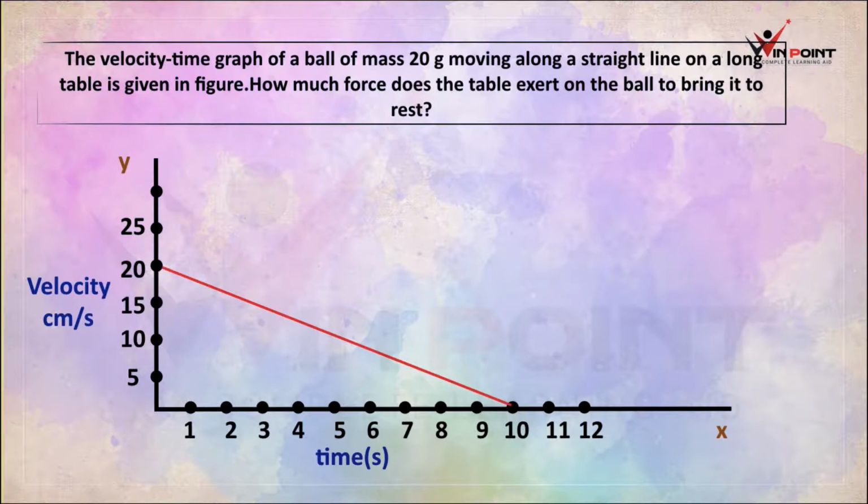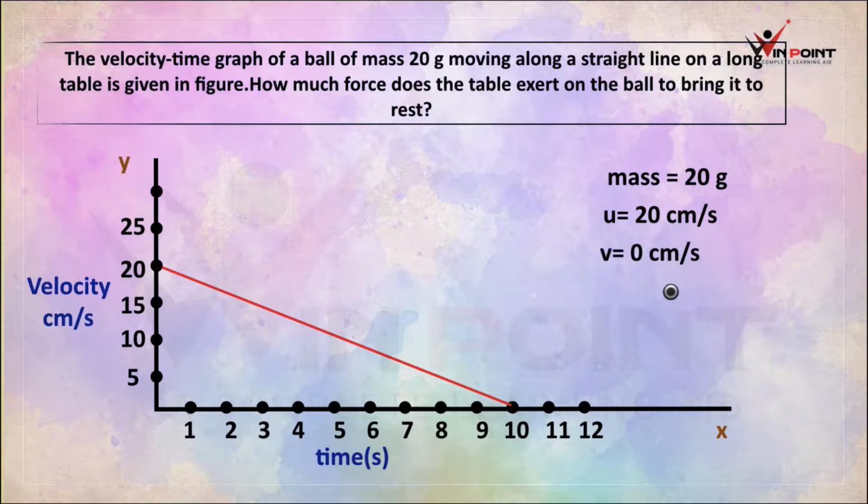It is starting at 20 centimeter per second and it is ending at 0 centimeter per second, and the time duration is 10 seconds. So from this graph you can write mass equal to 20 gram, it is given in the question, and u is equal to 20 centimeter per second. u is initial velocity. Initial velocity is 20 centimeter per second, and final velocity? What is the final velocity here? The final velocity is 0 centimeter per second, because in the graph the velocity is decreasing and it is reaching 0. So v is equal to 0 centimeter per second and time duration is 10 seconds.